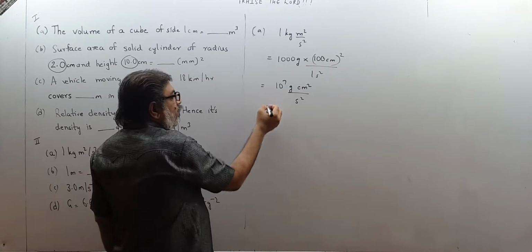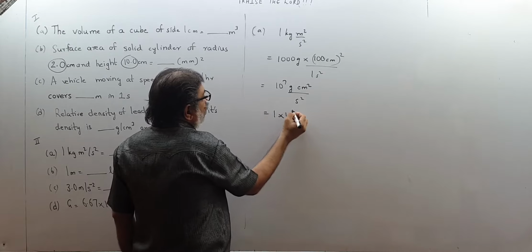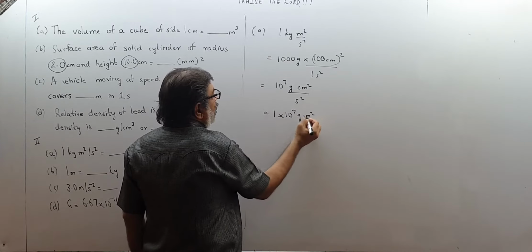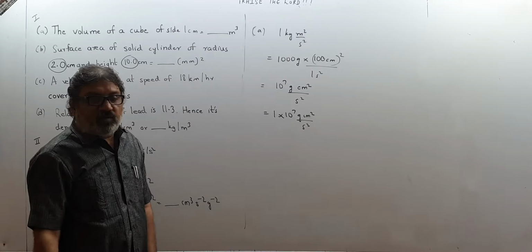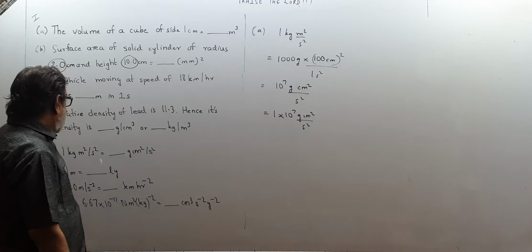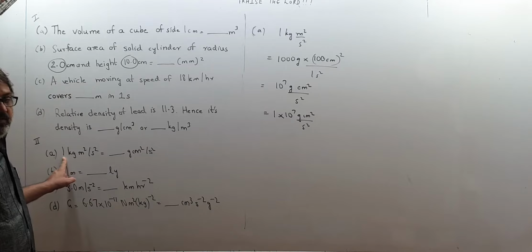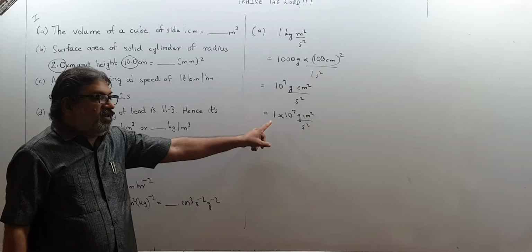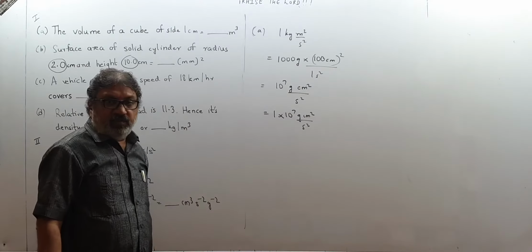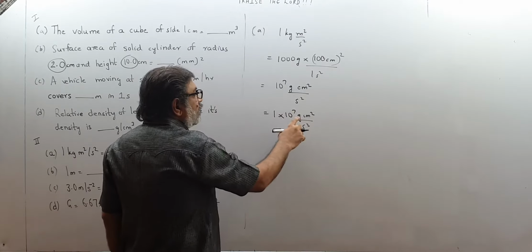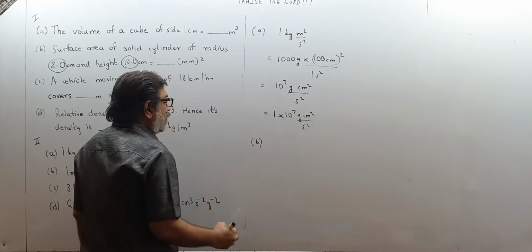Now children, this 10 raised to 7 means automatically 1 into 10 raised to 7. That is one and the same thing. Even if I don't write 1 into 10 raised to 7, it is understood. So in my data, there were no decimals. So no decimals in the final answer. 1 significant digit. You know we don't count significant digits of the exponential part. So this is the correct answer.